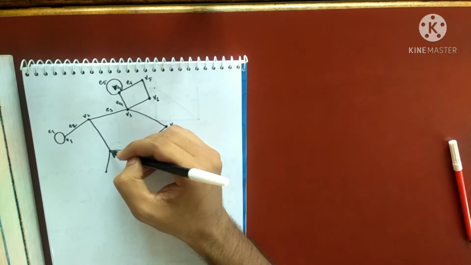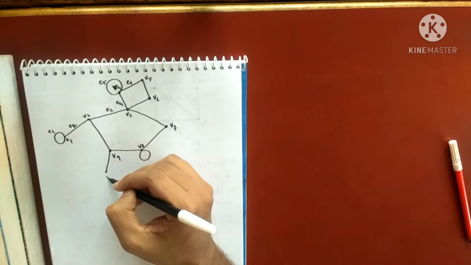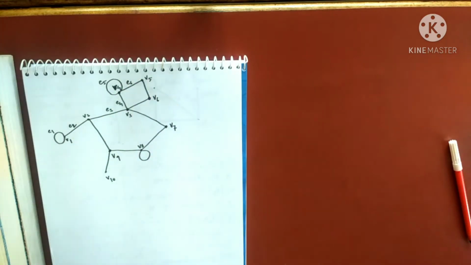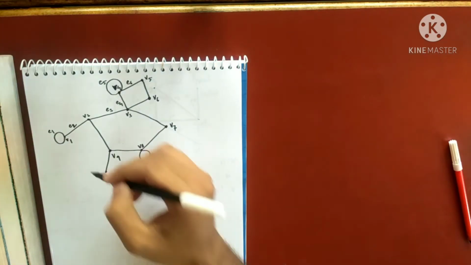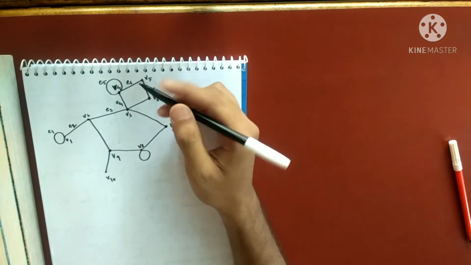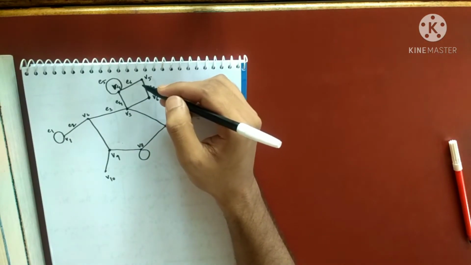This is V9, and this is V10. There are 10 vertices, I guess: 1, 2, 3, 4, 5, 6, 7, 8, 9, 10. Ten vertices are here. Now name the edges. I was up to E6. This is E7. I'm drawing a complex graph.